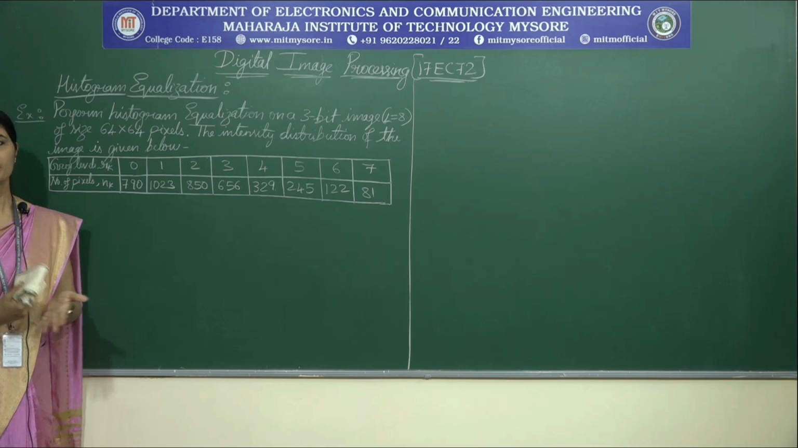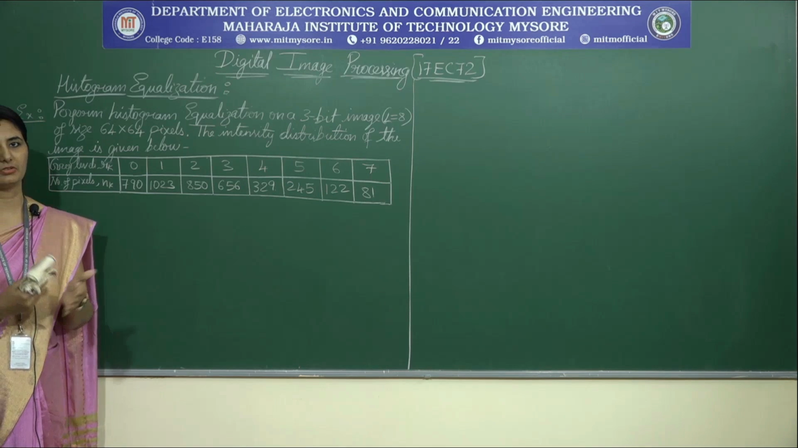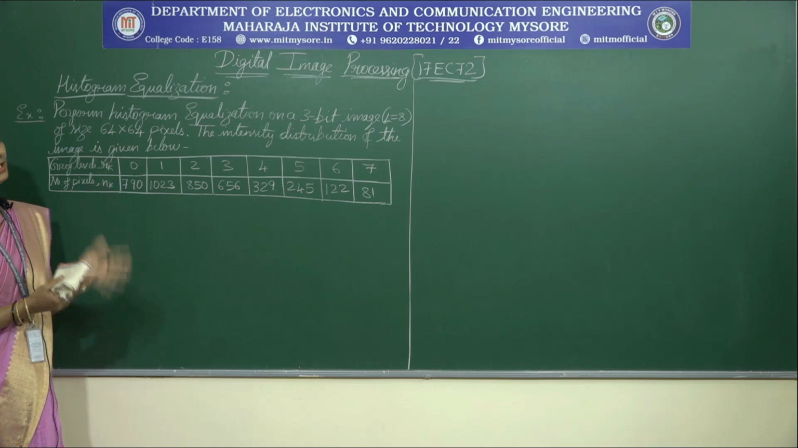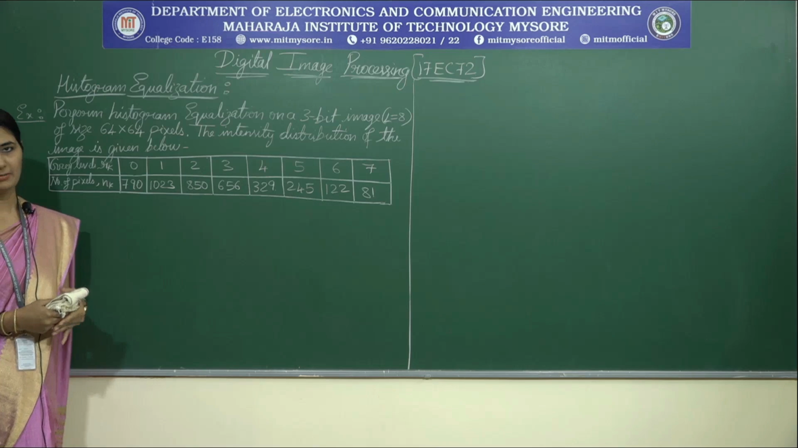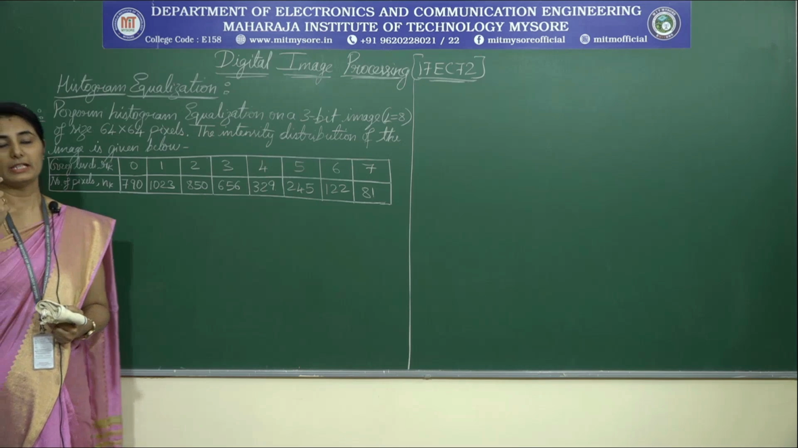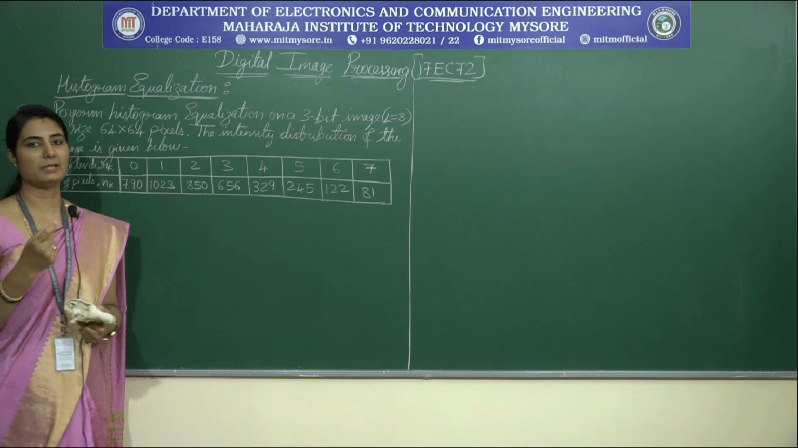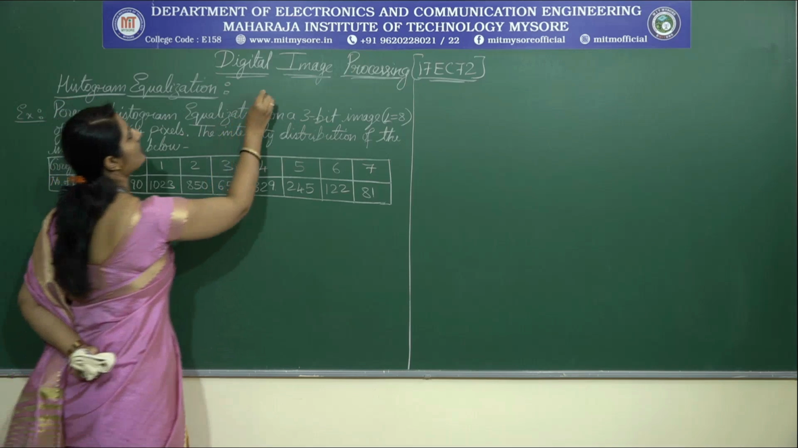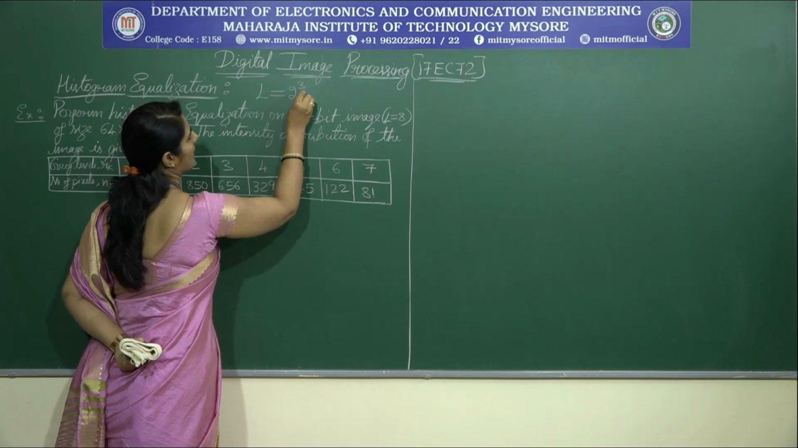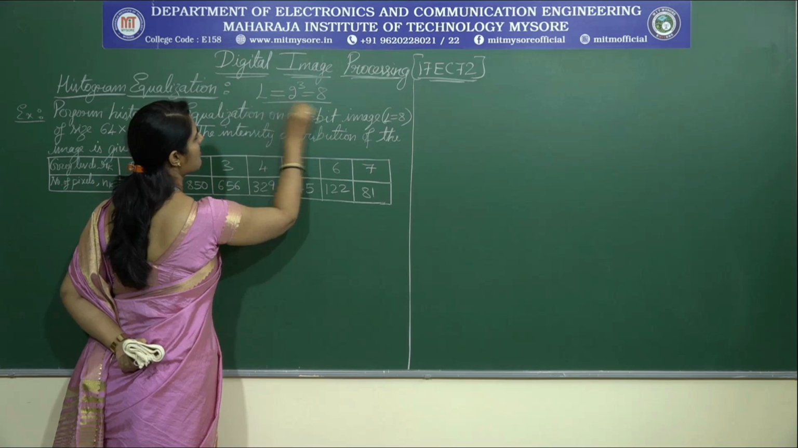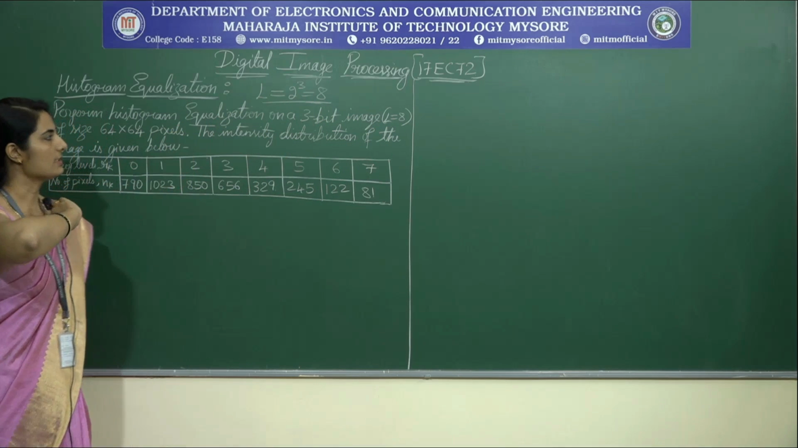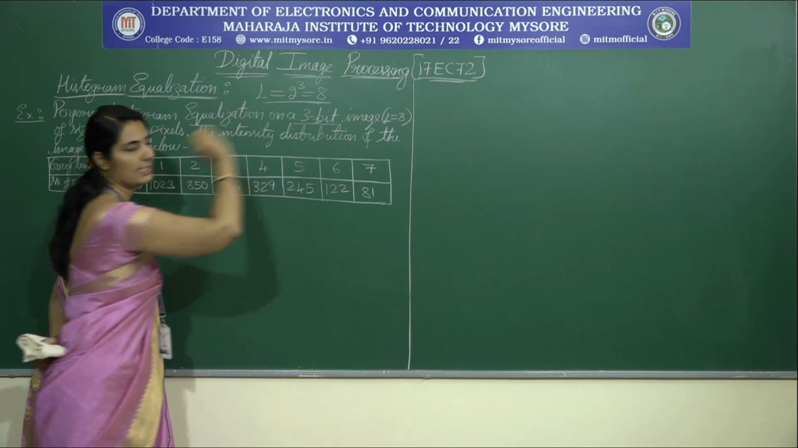So we know why we perform histogram equalization, right? To improve the quality of the image. Now an image is given which is a 3-bit image. For a 3-bit image, the number of intensity levels is L equal to 2 power 3, which is equal to 8. So the first thing is that we need to find the number of intensity levels for the given image.